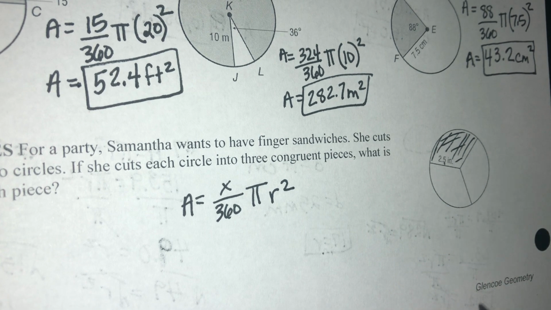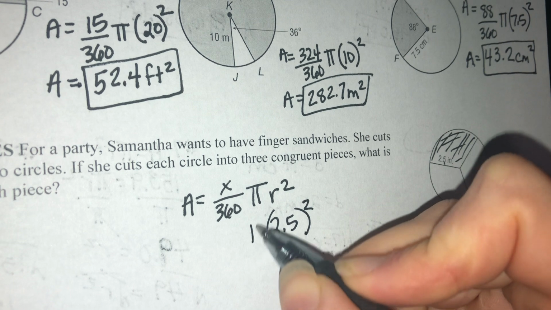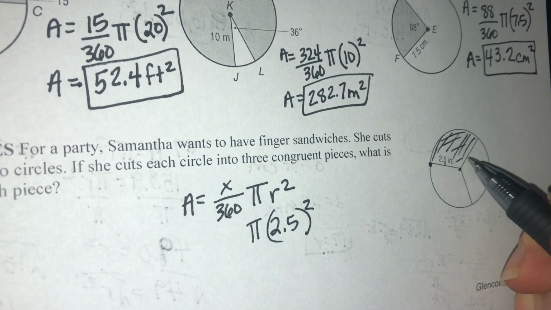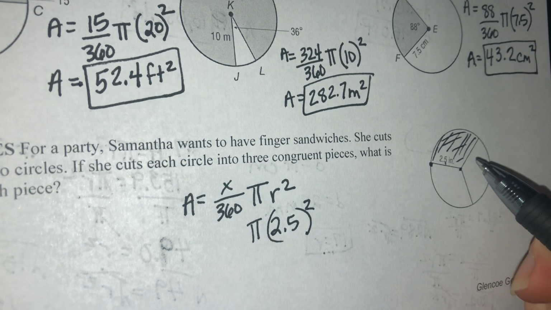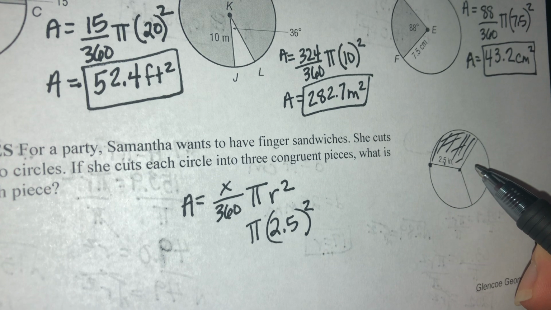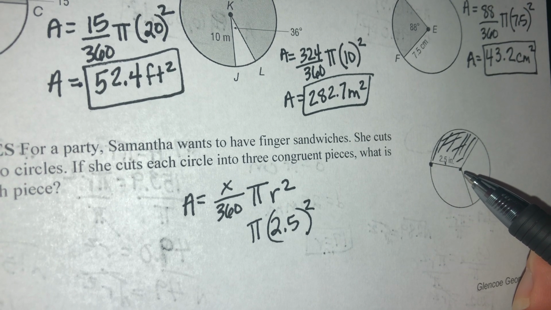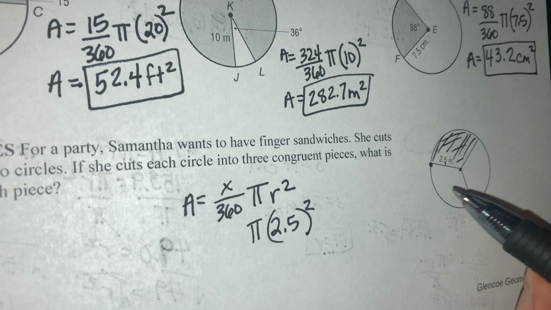Now, 2.5 is easy to see as the radius. 2.5 will go there squared. That's how long it is from the center to the outside of the circle. But they don't tell us how many degrees this sector of the circle is. Next time you need a piece of pizza, you should remind yourself of your geometry vocabulary and say, would you please pass me a sector of the pizza?